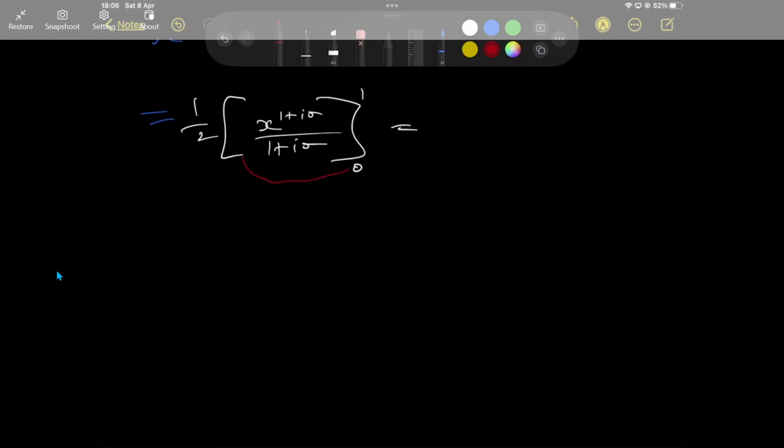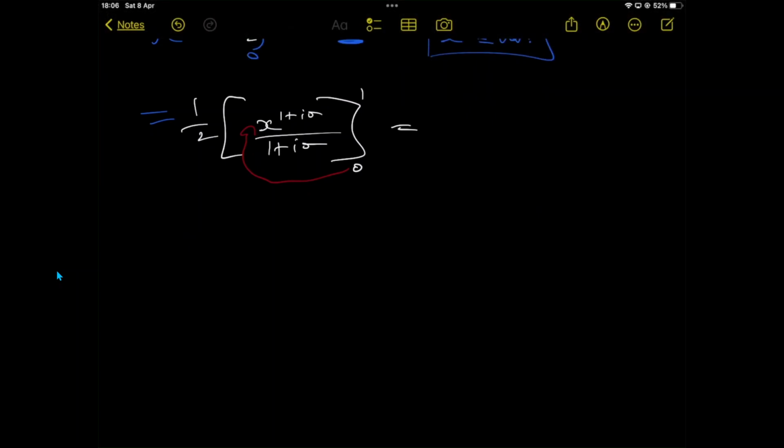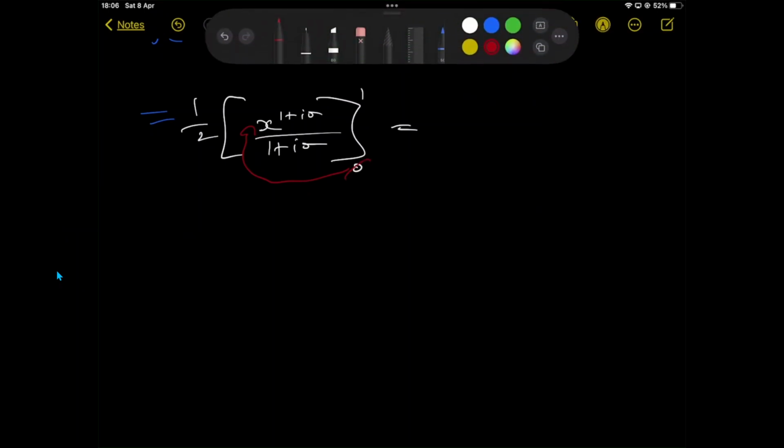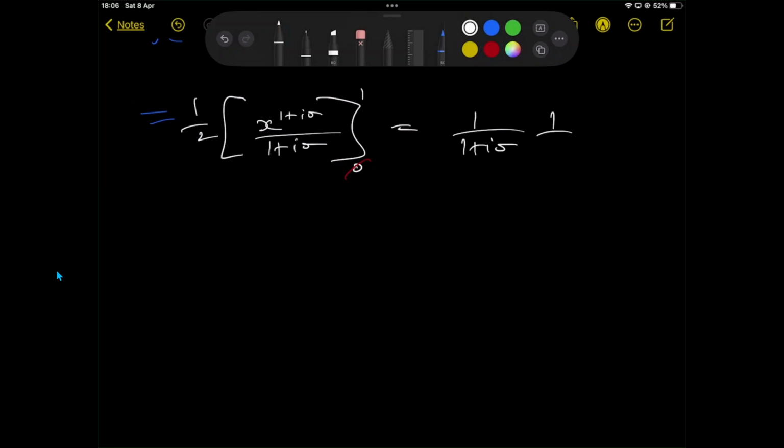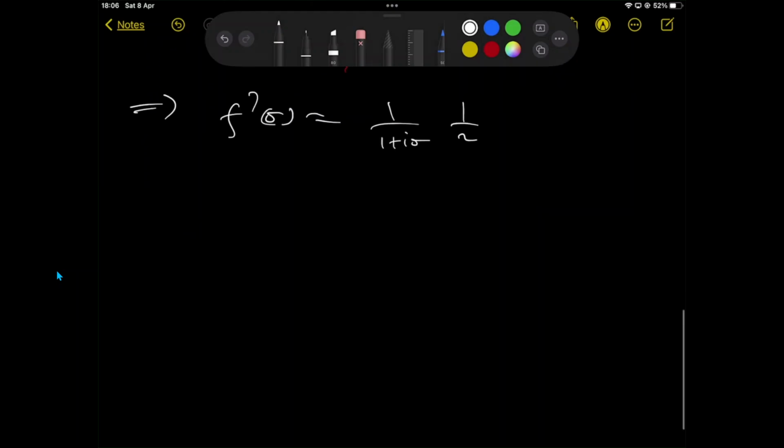Now we sub in 1 and 0. If you sub in 0, you just get 0, because 0 to the power of any normal number is 0. So I'll cross out the 0, and if you sub in 1, you end up with 1 to the power of something, which is 1, so we get 1 over 1 plus i sigma multiplied by the half. This implies that f prime of sigma is equal to all this. So we need f of sigma. To get f of sigma from f prime of sigma, we integrate both sides with respect to sigma. So we end up with this.